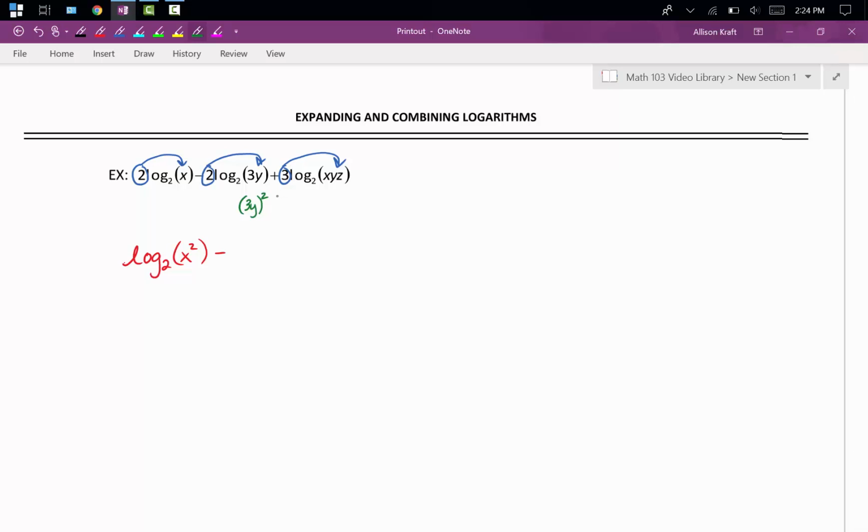This means we have to apply that square to both the 3 and the y. This gives us log base 2 of 9y squared. Our next term, we see that we have more than one factor again in our argument. Putting that exponent of 3 on the argument, it needs to go to the whole thing in parentheses. And that outer exponent needs to be applied to the x, the y, and the z. This gives us log base 2 of x to the third, y to the third, z to the third.